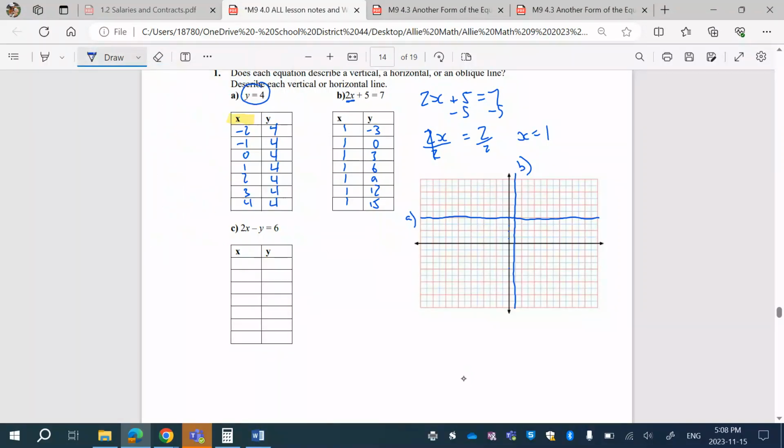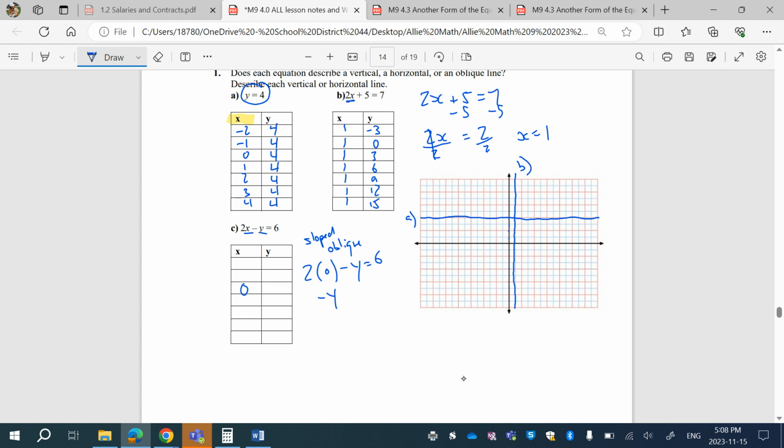For this one, we have both x and y, so we know it's going to be a sloped or oblique linear equation. And I think it's best to start with putting zeros in each of these to solve for the other one. So if we do, for example, let's put a 0 here. 2 times 0, subtract y equals 6.